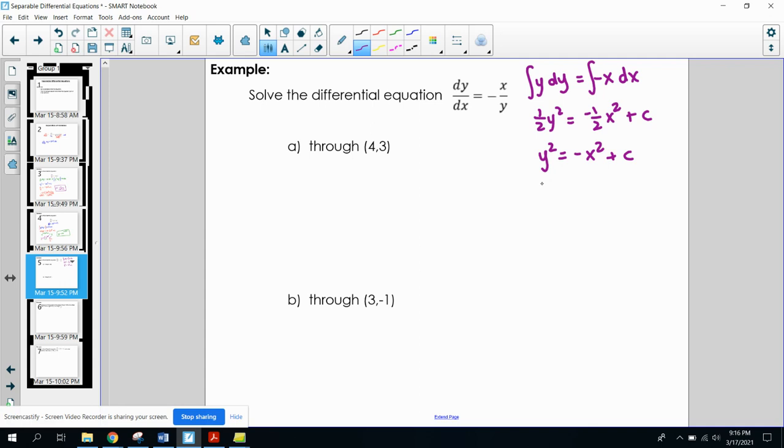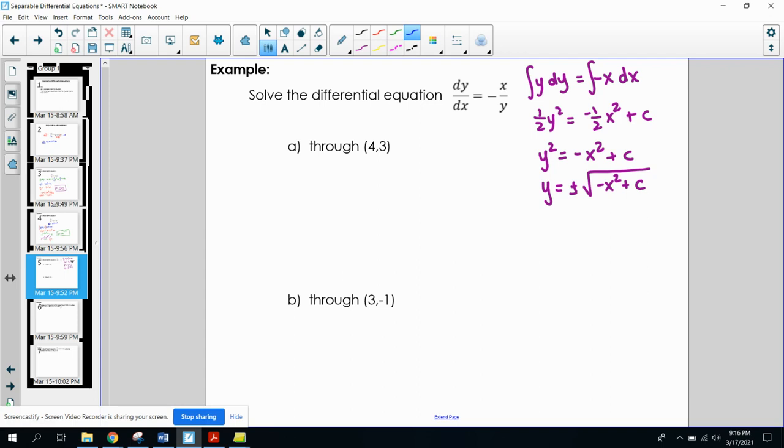And then I take the square root. When we take the square root, remember that we do get plus or minus. So plus or minus the square root of negative x squared plus c. So that is my general solution.